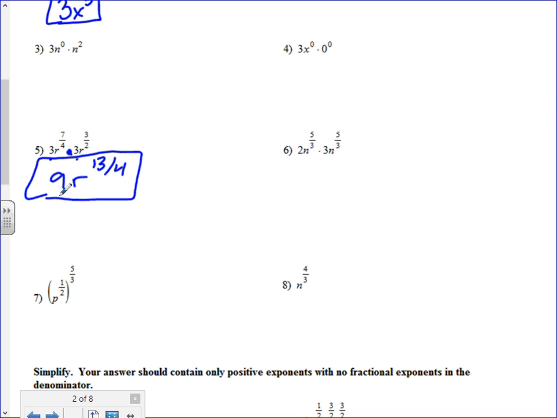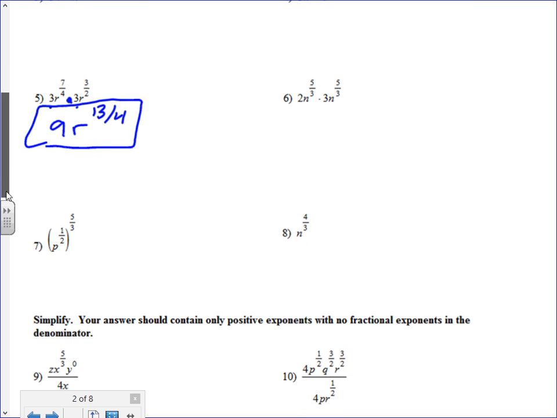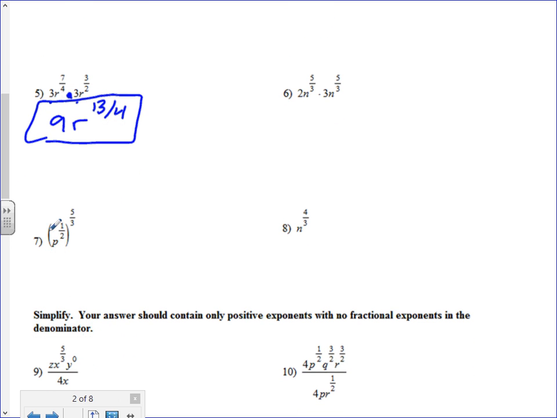In a multiplication problem, you add the exponents. What about a power of a power, which we recognize because of the parentheses? So this is a power of a power. And that's the one time that you take the exponents and you multiply them. That's when you multiply exponents.